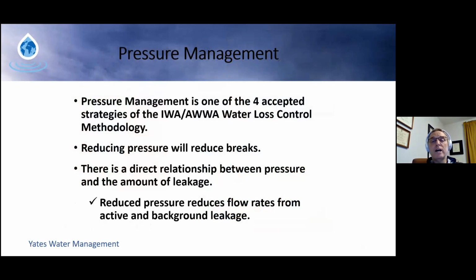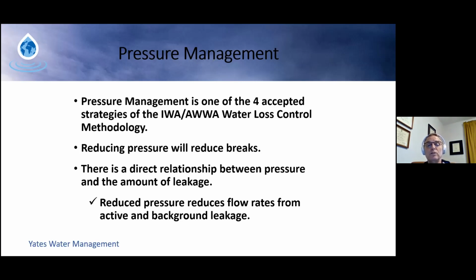So I said I'd also talk a little bit about pressure management because of its importance. You can clearly see it as one of the methodologies on the strategies that OWB promotes. There's no question, if you reduce pressure, you actually will reduce breaks. If you run your system at higher pressures, then you should expect to have more breakage. And of course, we know there's a direct relationship between pressure and the amount of leakage you can have.